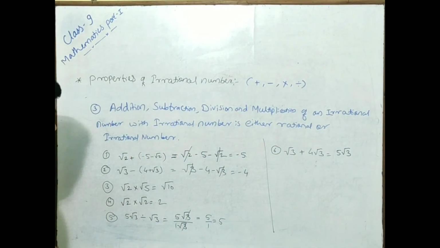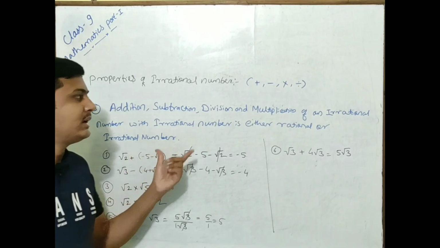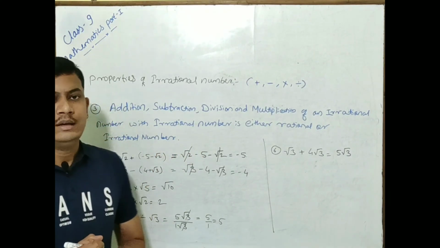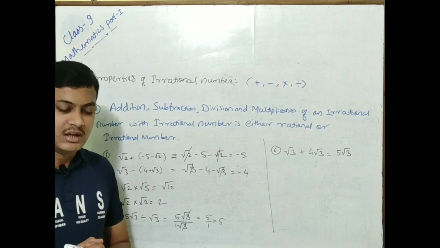Means addition, subtraction, division and multiplication of two irrational numbers is either a rational or an irrational number.